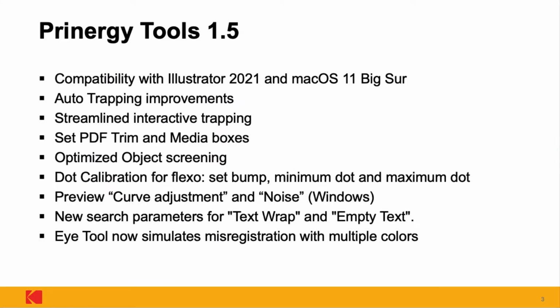New to 1.5 is compatibility with Illustrator 2021 and macOS Big Sur. There's improved auto-trapping and a more streamlined interactive trapping tool, ability to set PDF trim and media boxes, object screening improvements, flexo dot calibration capabilities, and new preview and quality control tools.